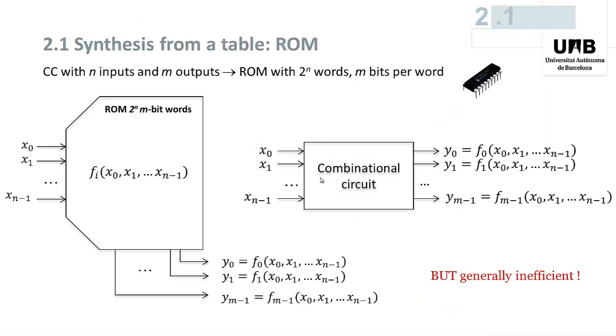Thus, this is a very simple synthesis method. Any combinational circuit with n inputs and m outputs can be implemented by a read-only memory that stores 2 to the n words with m bits per word, so that in total the number of bits to be stored is m times 2 to the n.